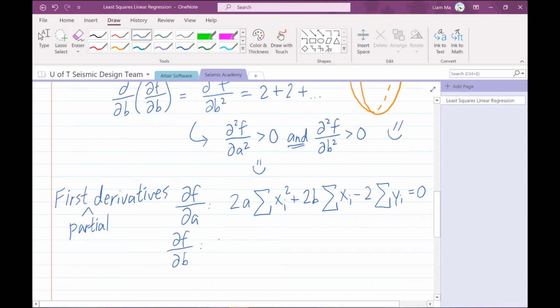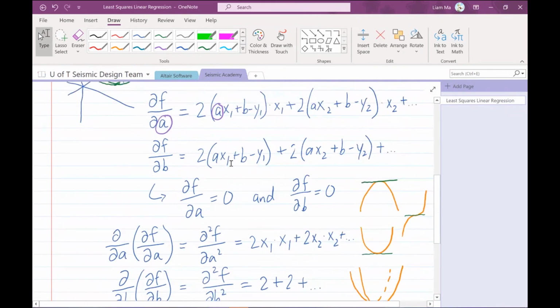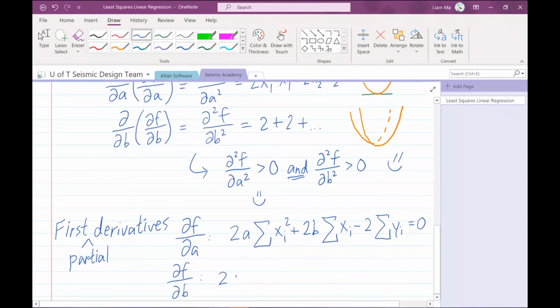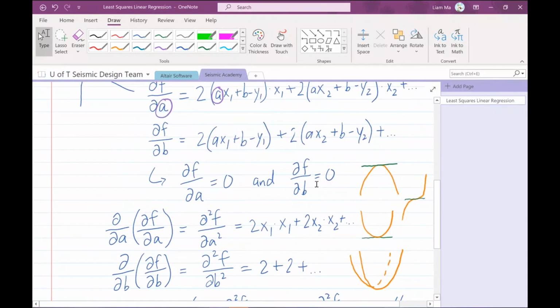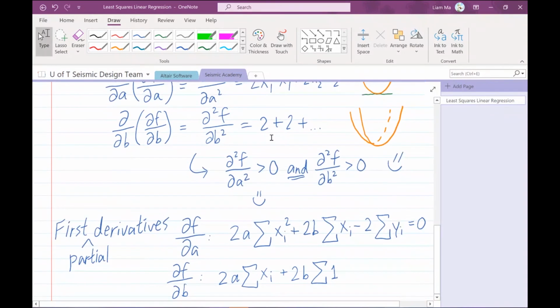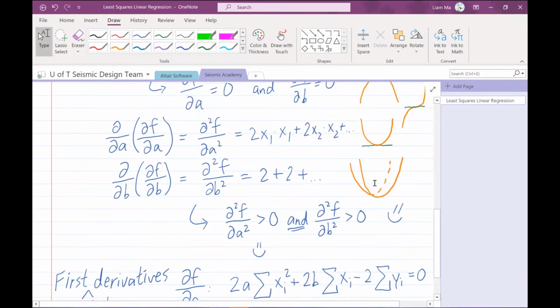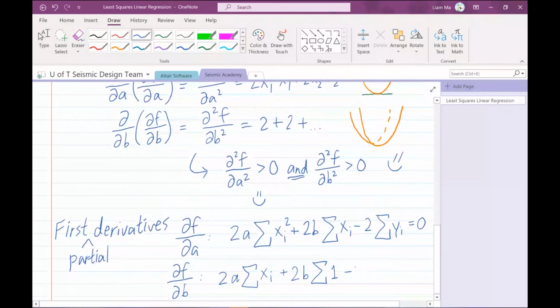And that's going to look like 2 times a times x sub i plus 2 times b times the sum of 1, which is interesting. And we're going to basically just subtract off all of the 2 y's.